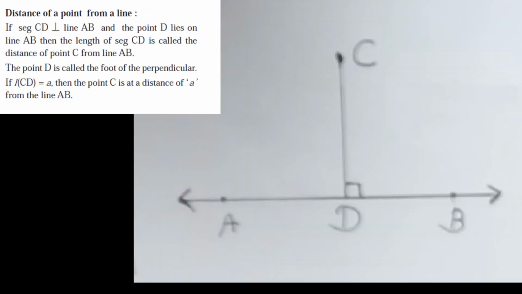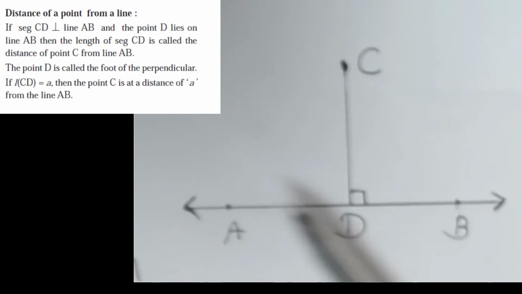Okay. Next we will see distance of a point from a line. If segment CD is perpendicular to line AB and the point D lies on line AB, then the length of segment CD is called the distance of point C from line AB. The point D is called the foot of the perpendicular. If length CD equals A, then the point C is at a distance of A from line AB.